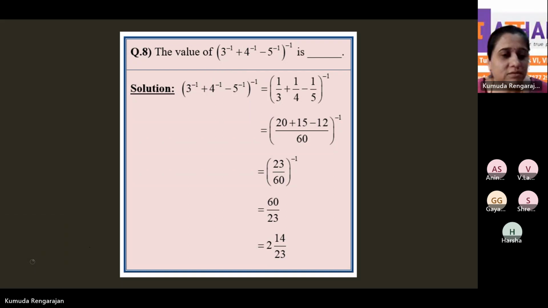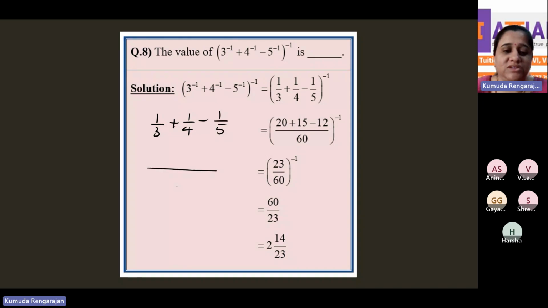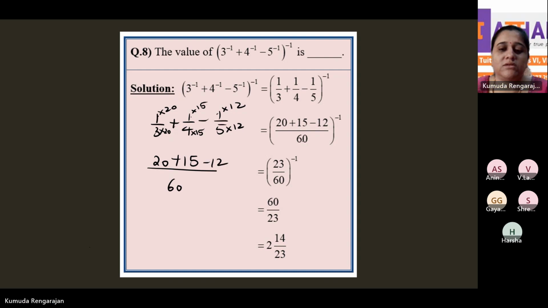I have a doubt in this slide. Yeah, please ask me, Shreya. From where did we get 20, 15, and 12? Like, is it due to the LCM, ma'am? Yeah, I'll work it for you. It's due to the LCM, correct. What's the common denominator? 60. So 3 into 20 is 60, so into 20 in the numerator. 4 into 15 is 60, so into 15. 5 into 12 is 60, so into 12. So 1 into 20 is 20, 1 into 15 is 15, and 1 into 12 is 12.